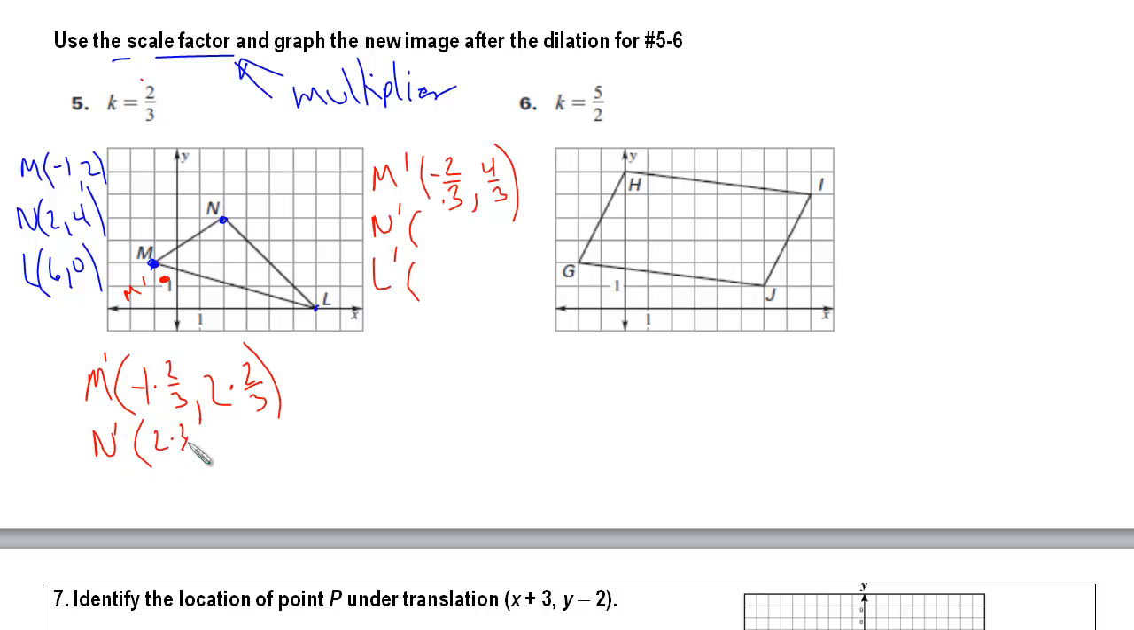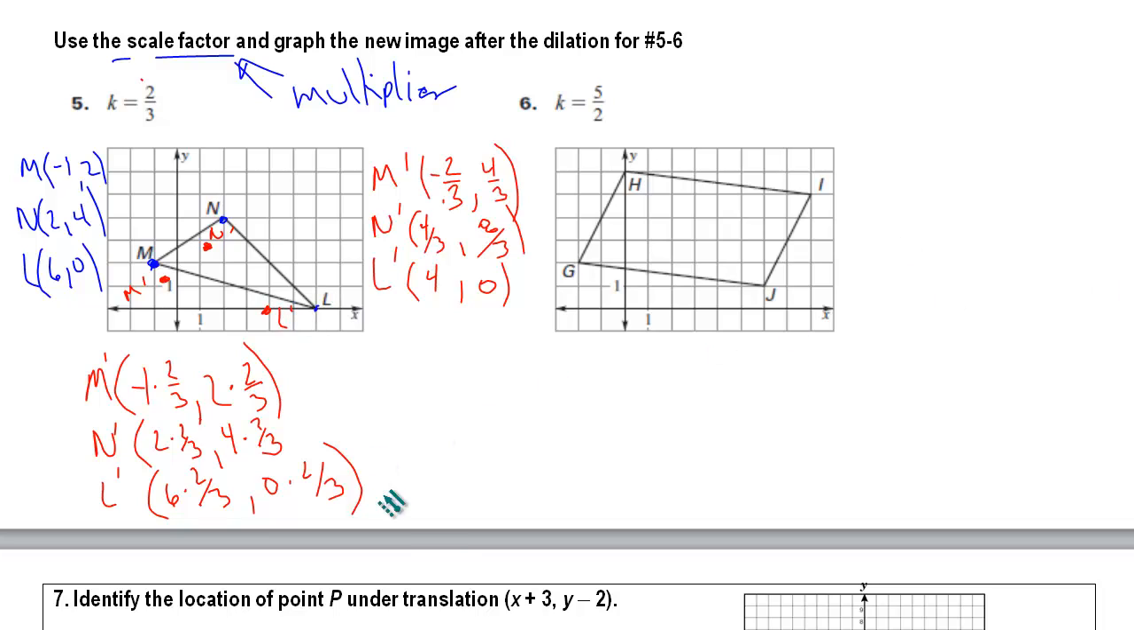Then I do the same thing to N. N prime will be 2 times 2/3 and 4 times 2/3. And then L prime is 6 times 2/3, 0 times 2/3. And then when I go ahead and calculate these, 2 times 2/3 was 4/3. 4 times 2/3 is 8/3. Just do these in your calculator. 6 times 2/3 is 12/3, which is 4. And 0 times 2/3 is still 0. And I'll plot these. So that's 4/3, so that's just over 1 1/3. And up at 8/3, which is almost 3. Somewhere right about there. That's N prime. And then L prime is 4, 0. And I'll go ahead and connect those, and I have my image.